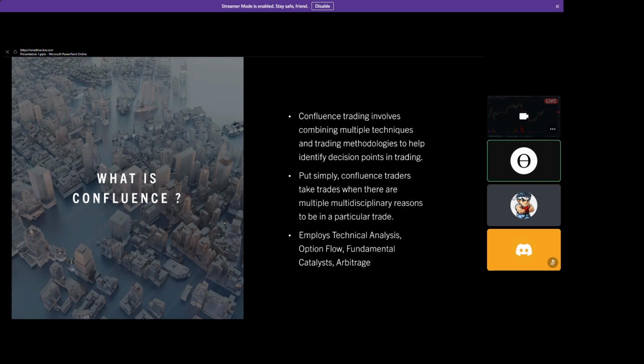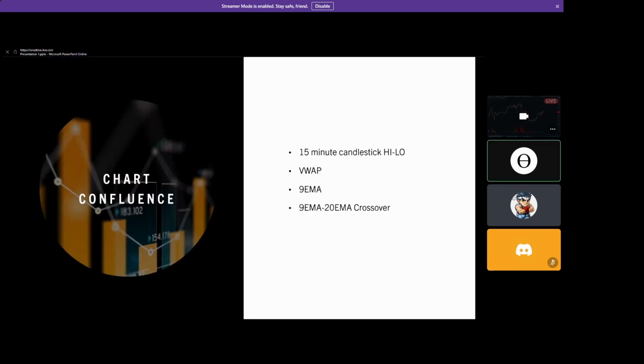In any case, confluence trading is when you have a lot of disciplines and you have more than one reason to be either long or short or whatever, right? Well, today we're just going to be looking at chart confluence. It's just a subsection of technical analysis. We're just going to be looking at the chart and seeing, are there multiple reasons to be long or short, or maybe no decision, right? Sometimes the chart will show you that you shouldn't be acting, and that also is valuable information, right?